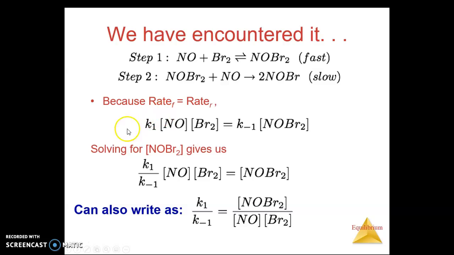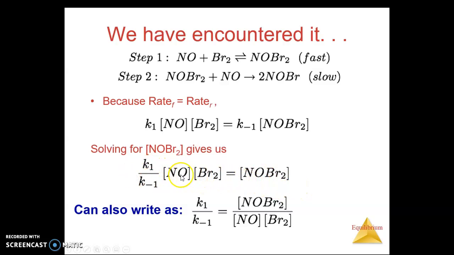If we then take the rate law for the forward reaction, k1, that's the k for the forward reaction, times NO times Br2, that's going to be equal to the rate of the reverse reaction, which is the k for the reverse reaction times the NOBr2. These rates are equal. If we then solve for the concentration or partial pressure of NOBr2, we simply divide both sides by the k of the reverse reaction, and this is what we get.